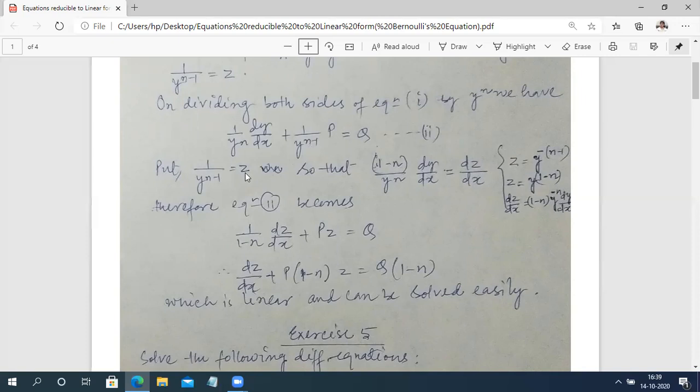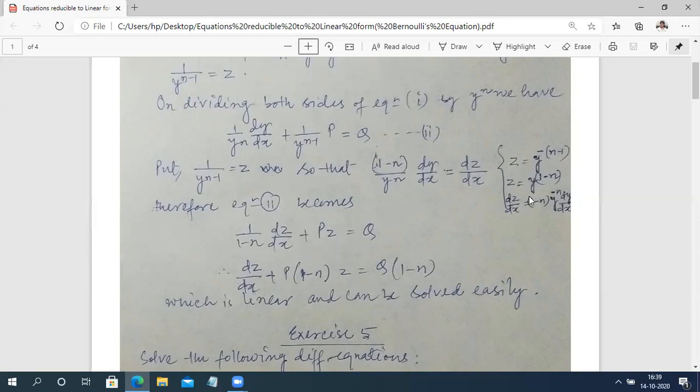Clear? Now find dz/dx. When z is equal to 1/y^(n-1), that means z is equal to y raised to the power minus (n-1). You can write this like this also: this can be written as y^(1-n). Okay, now find dz/dx.